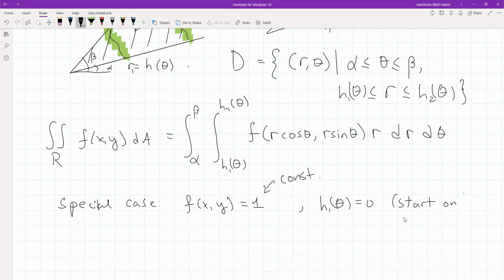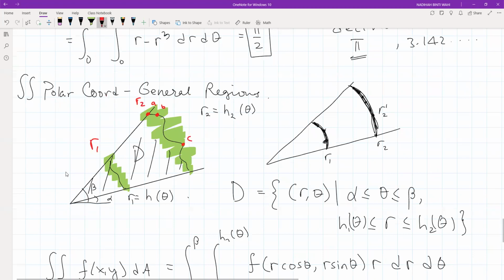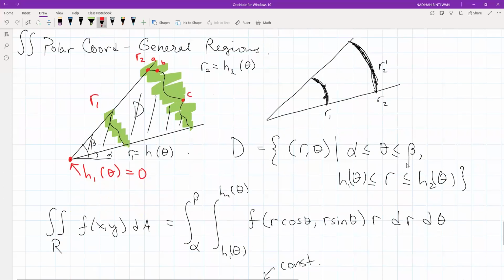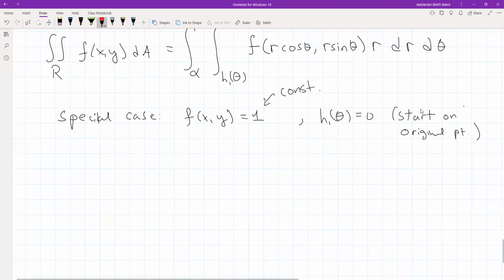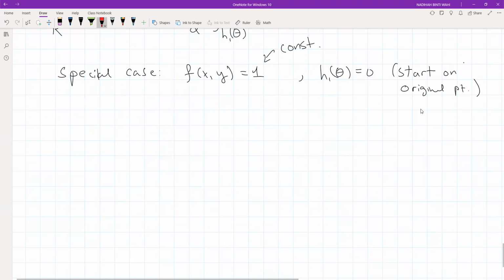on original point. Maksudnya start dekat sini. Yang dekat apa dia? So if you look at this one, this is h of 1 of theta equals to 0. Okay. So kalau kita buat kat sini, therefore H2 kita boleh kata, therefore we can say that H2 is just H of theta because we no longer have H1.